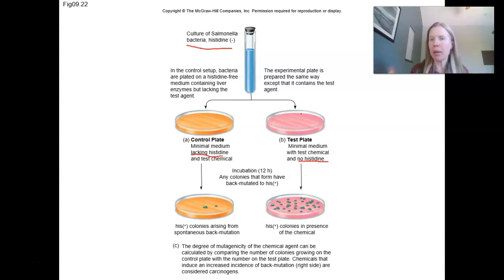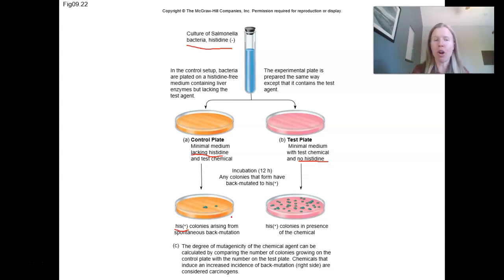But on the test plate, we're now going to mix in our new foundation, some chemical that's going to make the best makeup ever. Okay, so notice what happens. We're incubating this. Nothing should live, right? This bacteria can't make histidine. It needs histidine to survive and reproduce, and we haven't given it any. The only way bacteria can survive is if it has a back mutation, a mutation so that it can produce histidine. And this isn't that uncommon, because bacteria reproduce so rapidly, these kinds of mutations show up.